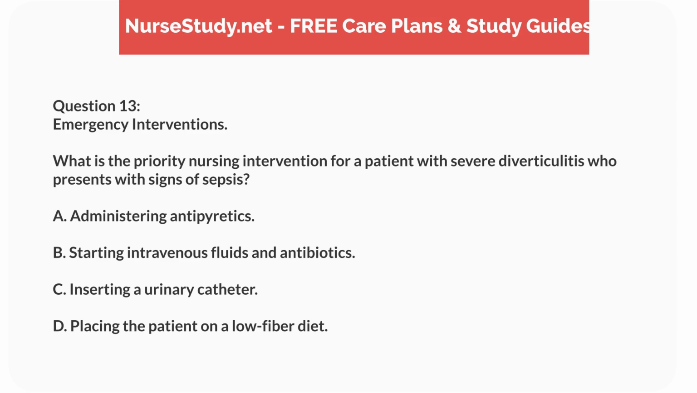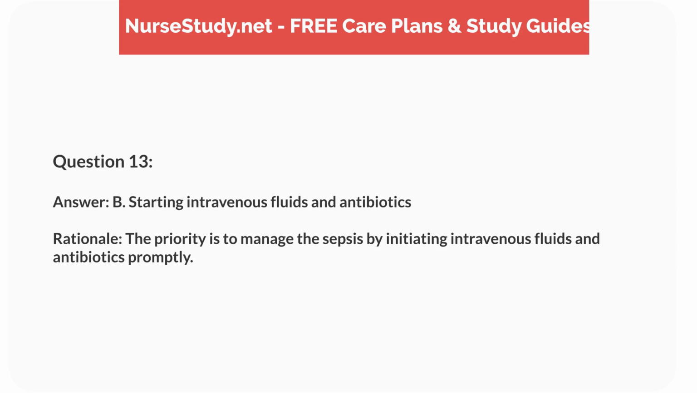Question 13. Emergency interventions. What is the priority nursing intervention for a patient with severe diverticulitis who presents with signs of sepsis? A. Administering antipyretics. B. Starting intravenous fluids and antibiotics. C. Inserting a urinary catheter. D. Placing the patient on a low-fiber diet. Answer: B. Starting intravenous fluids and antibiotics. Rationale: the priority is to manage the sepsis by initiating intravenous fluids and antibiotics promptly.